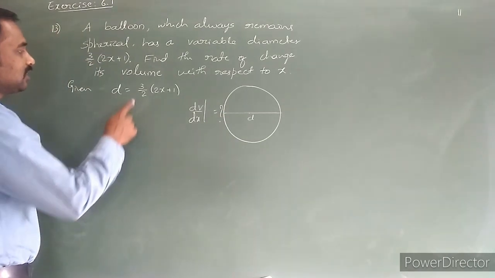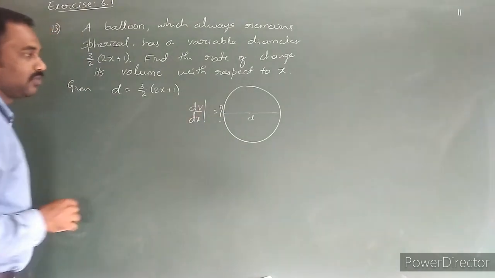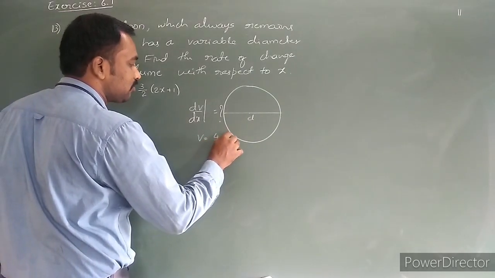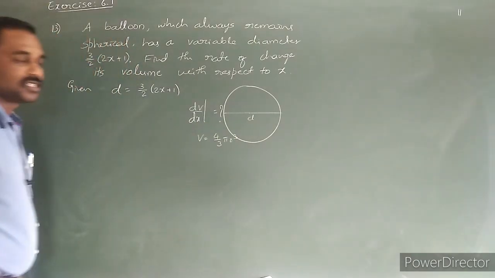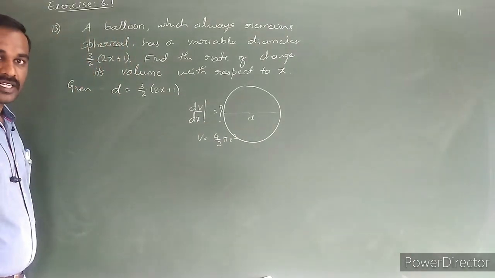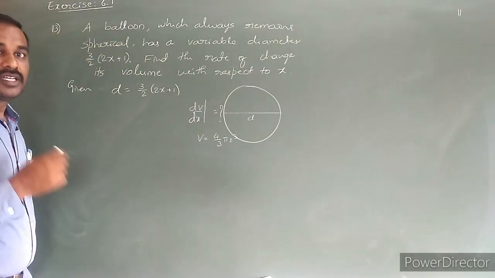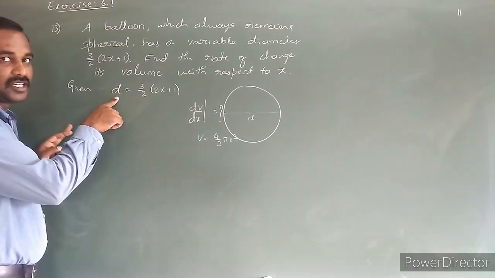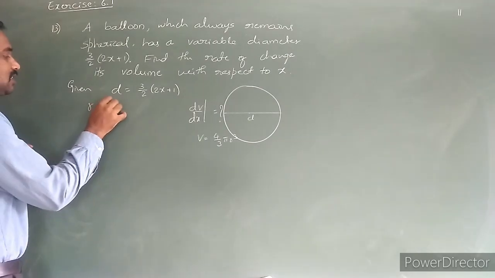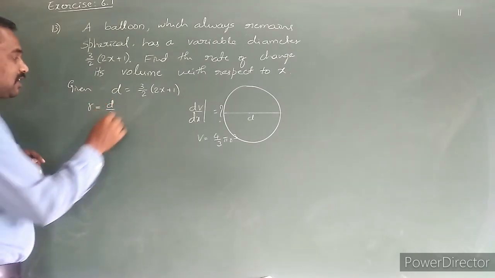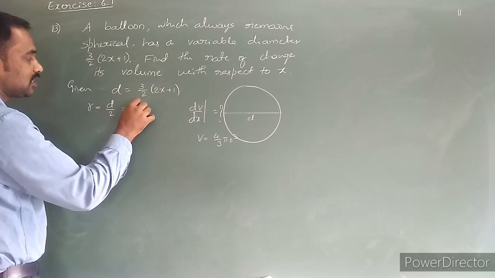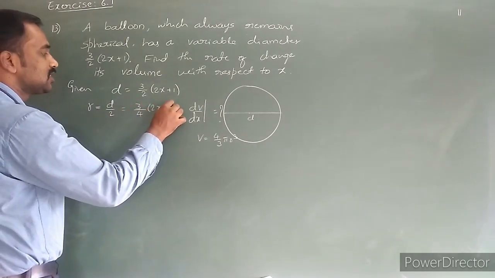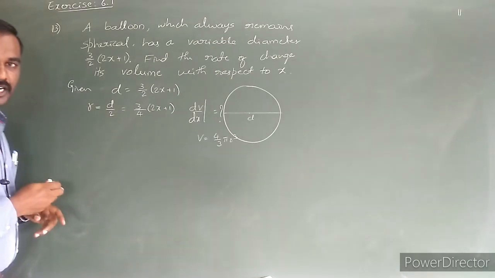Then how to find that? We need the rate of change of volume, and we know the volume formula: 4 by 3 pi r cube. They have not given a radius. Is it possible to find the radius value? Yes. The radius is the diameter divided by 2, so this whole quantity divided by 2 is 3 by 4 into 2x plus 1. This is the radius value.